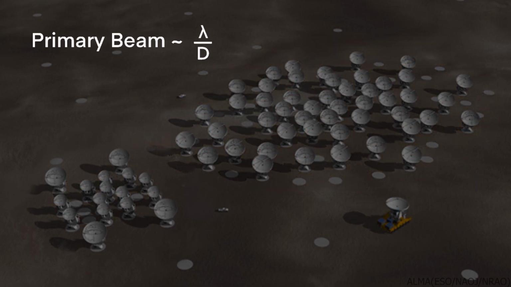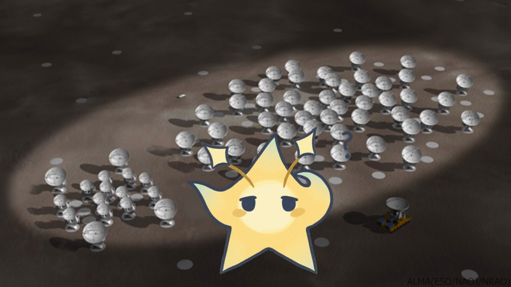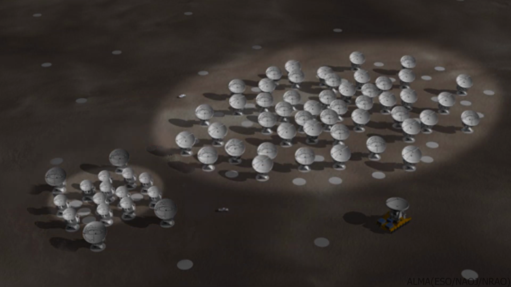where D is the diameter of the antennas. For heterogeneous arrays, where antennas can have different sizes, the primary beam is calculated using a complex product of antenna voltage patterns, and is hence much more complicated. In this video, we will only be dealing with homogeneous arrays.